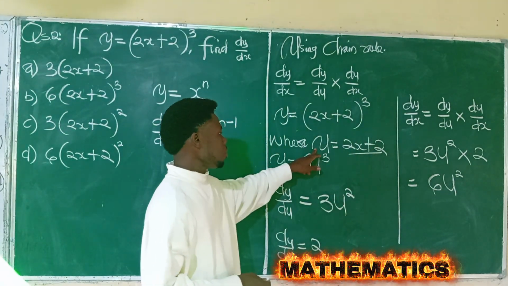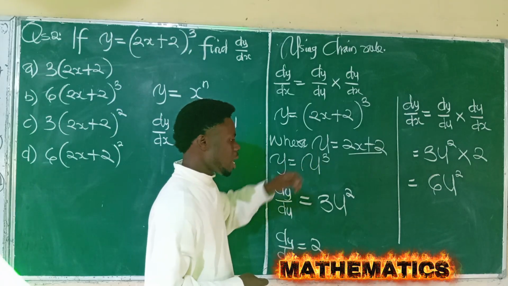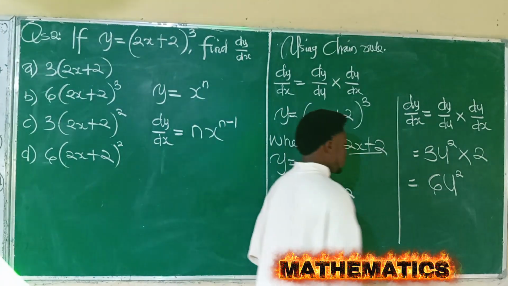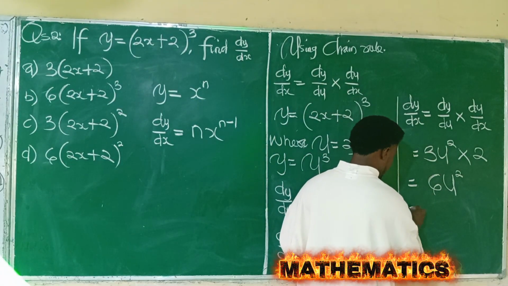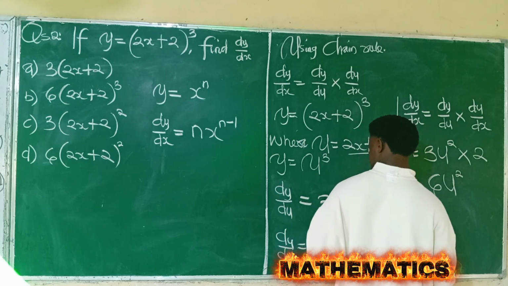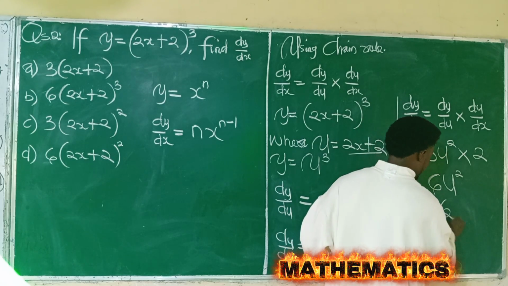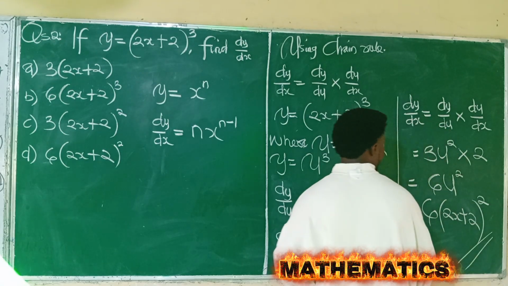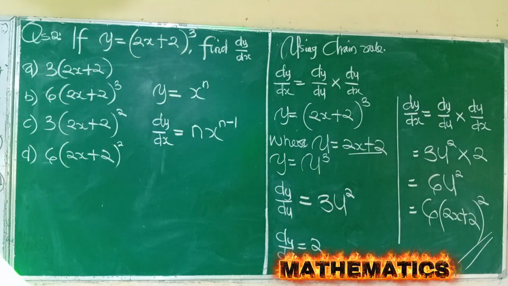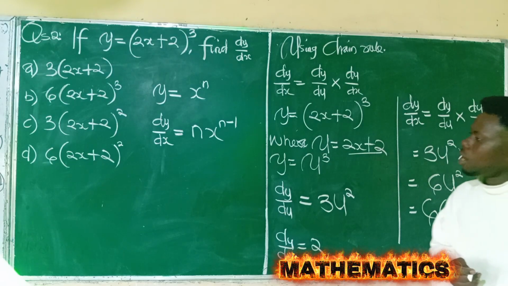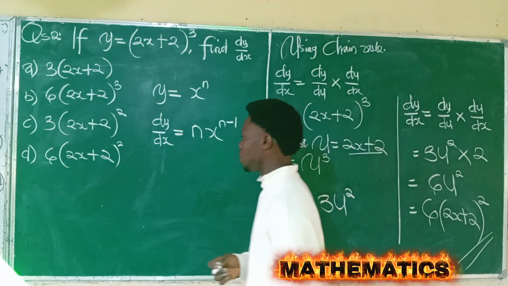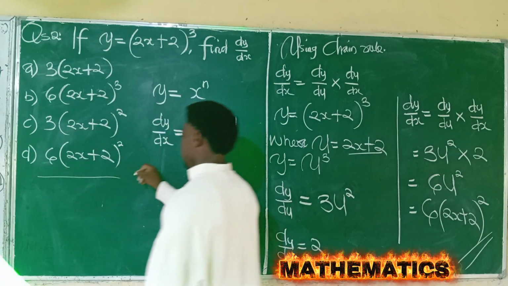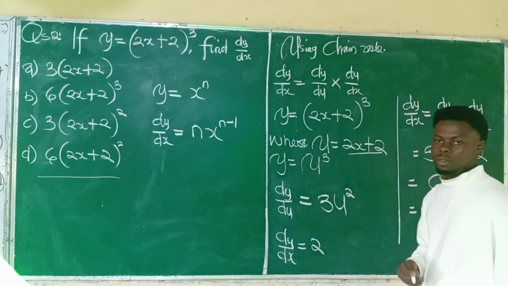On the board we have u is equal to 2x plus 2, so let's substitute this into the final answer. The final answer becomes 6 bracket open 2x plus 2 bracket close raised to the power of 2. So ladies and gentlemen, 6 times 2x plus 2 raised to the power of 2 is the final result. And the correct option on the board is option D. Let's consider the next question.